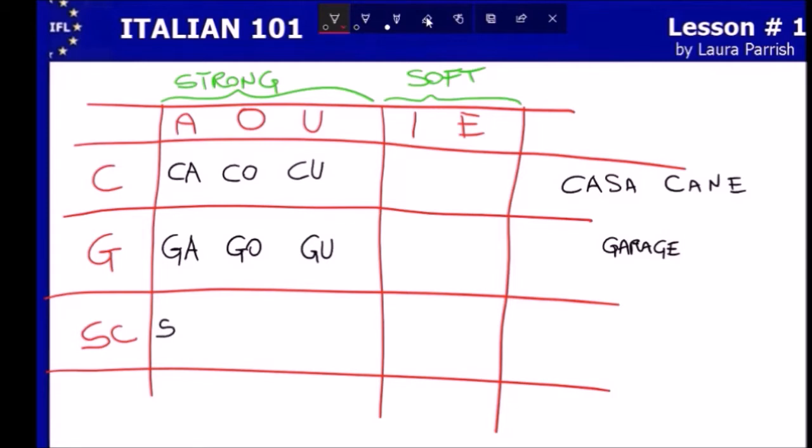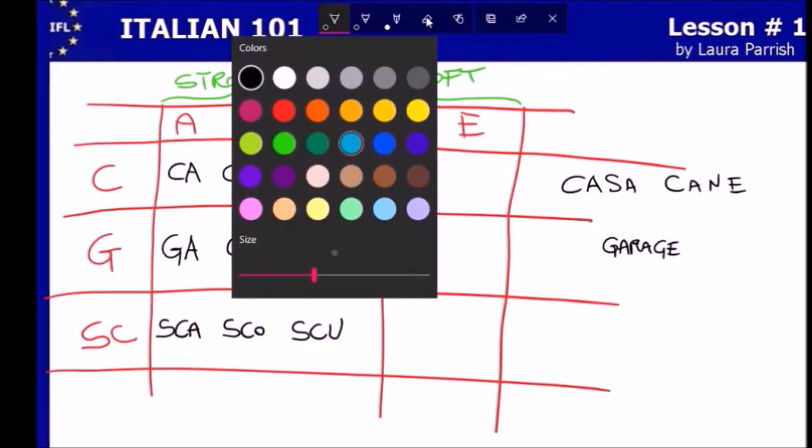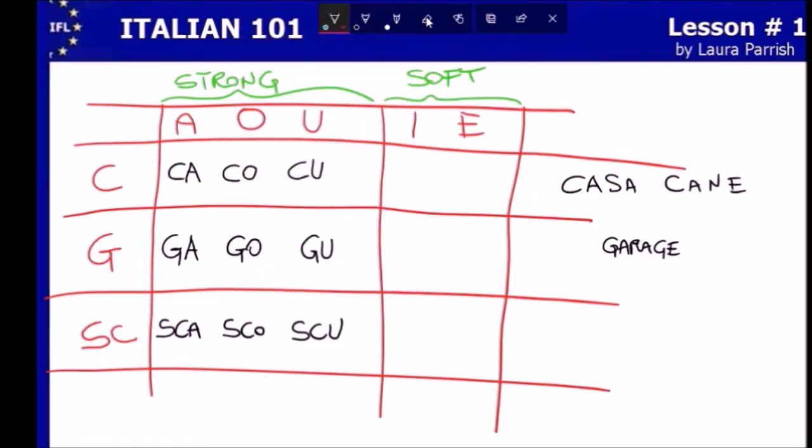Here, ska, sco, scu, because they are in front of the strong vowel. Look how it changes when it's in front of the soft vowel. This became chi, che, g, j. That became she, and this became she.